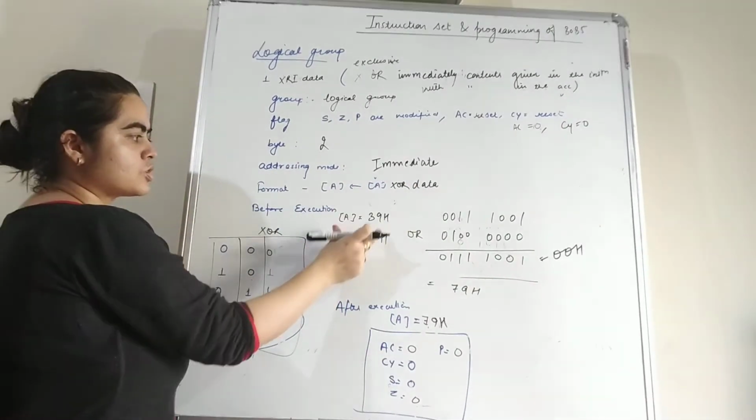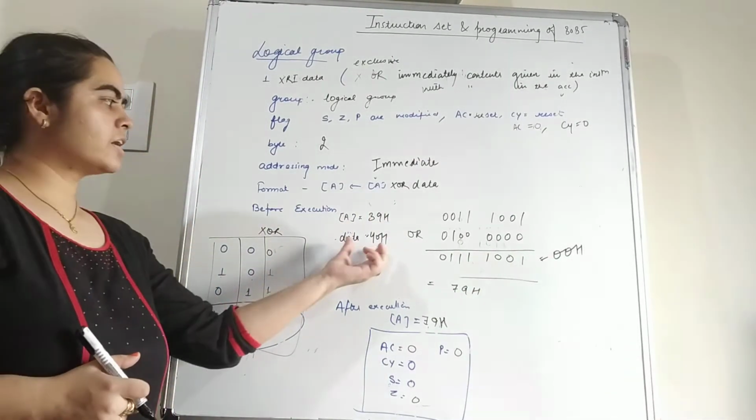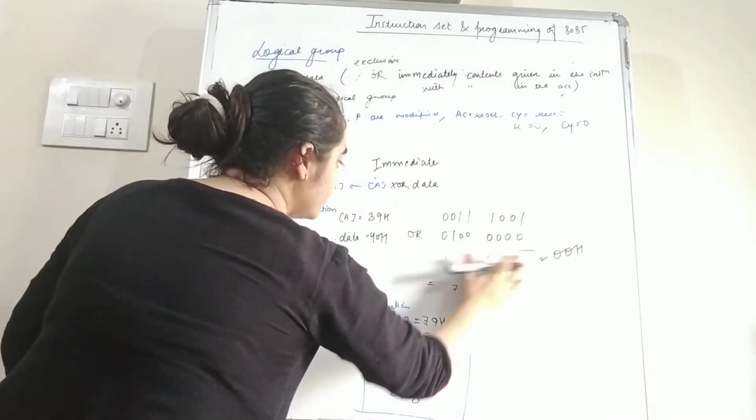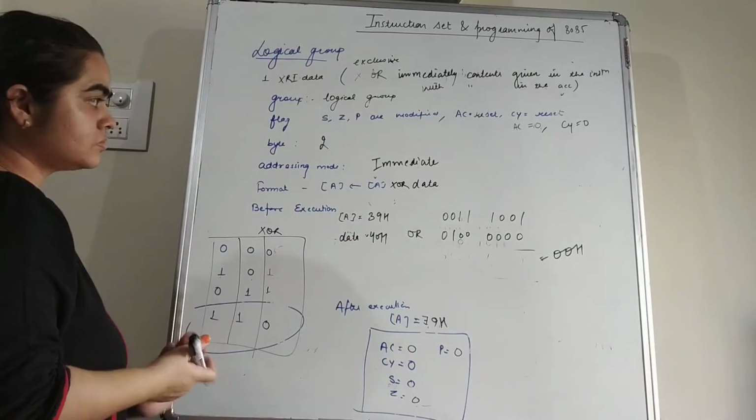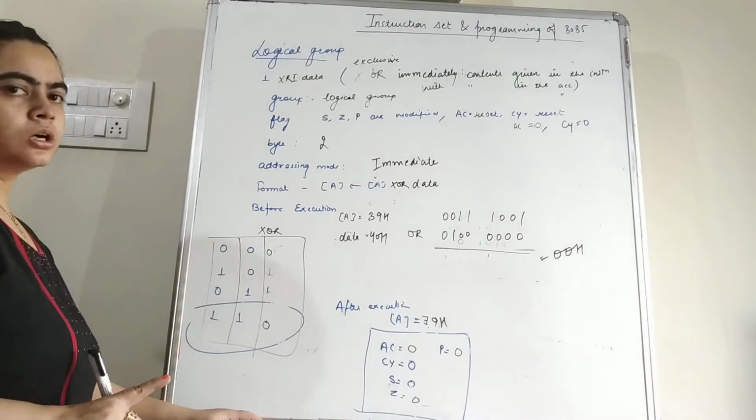So before execution we have the value of A equal to 39 and in data we have 40H. So accordingly we can see the result. When both the bits in the input are different only, then the result is 1.